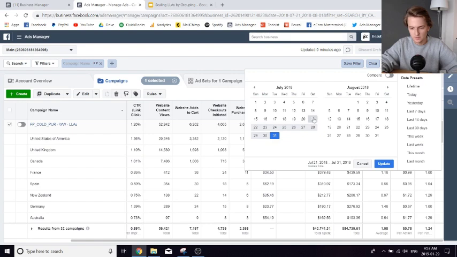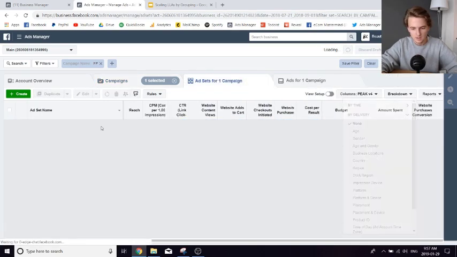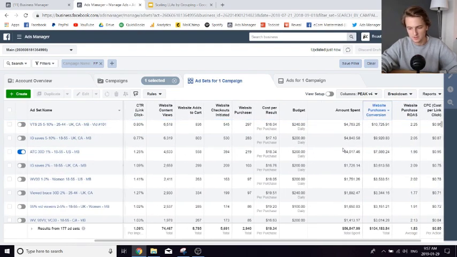So now if I go a bit further in data to show you what I did next, so let's say from the 21st to the 31st, and let's clear this breakdown and go inside the campaign, and then let's see what brought in the most sales during that period.